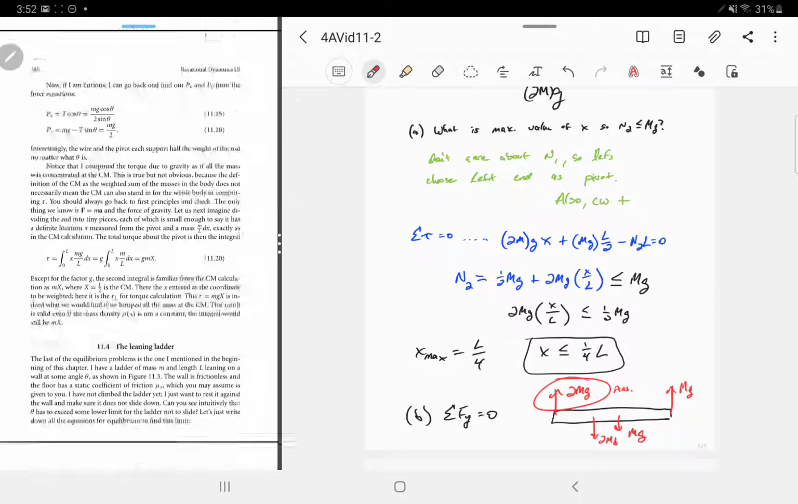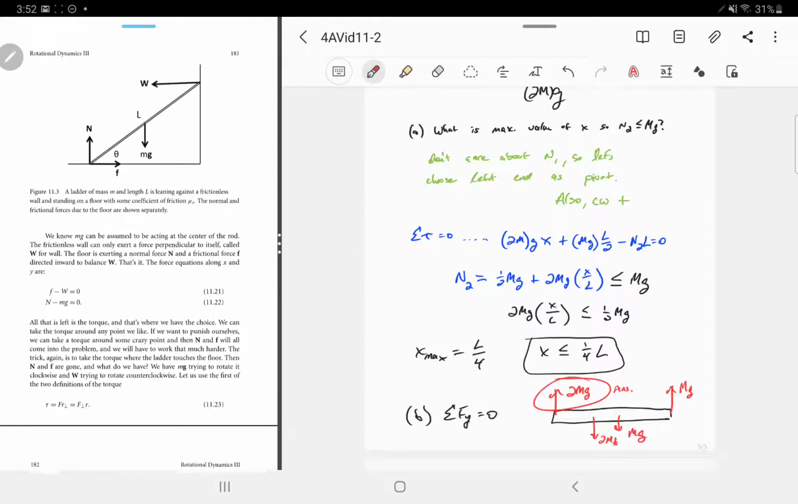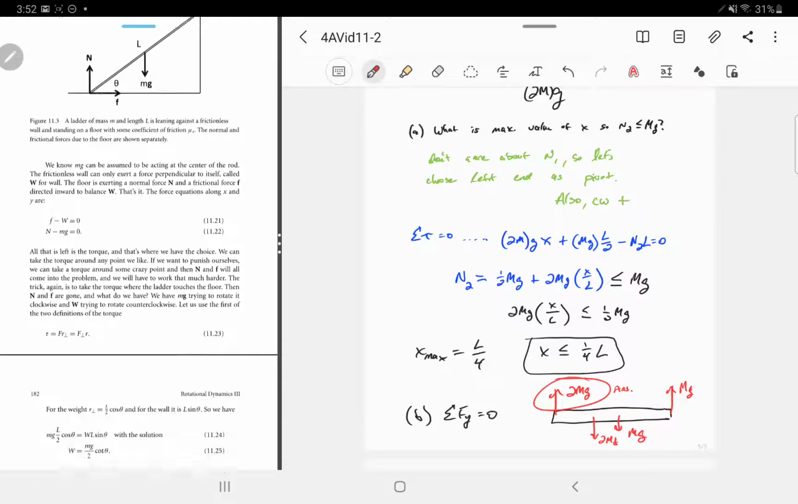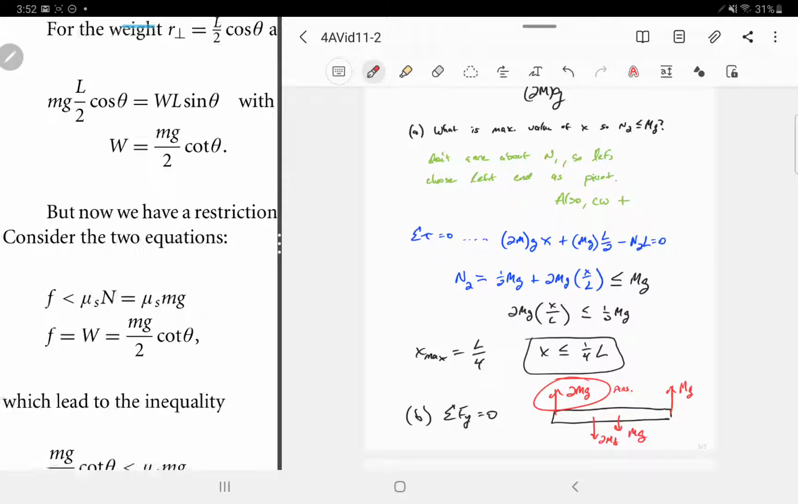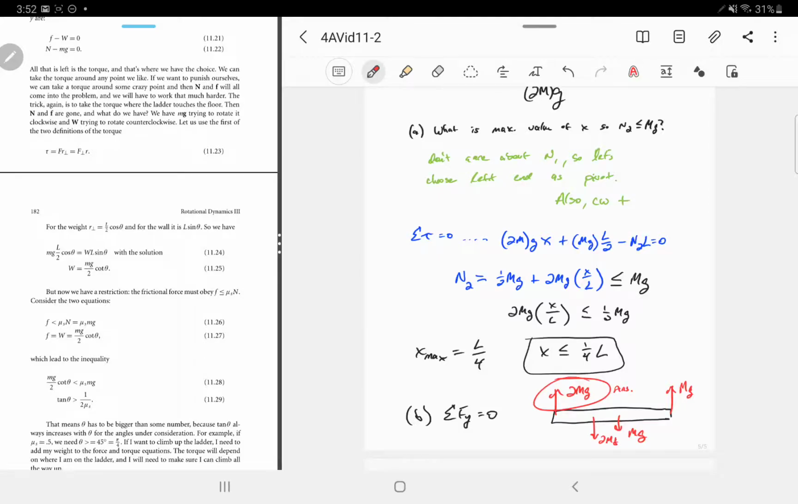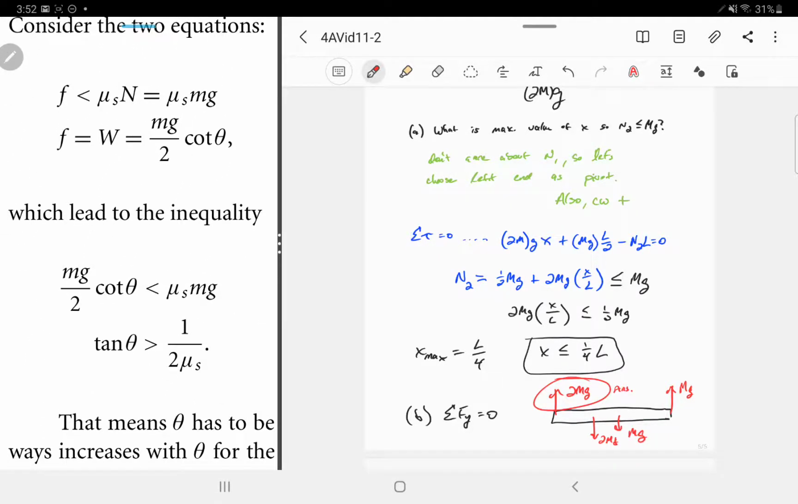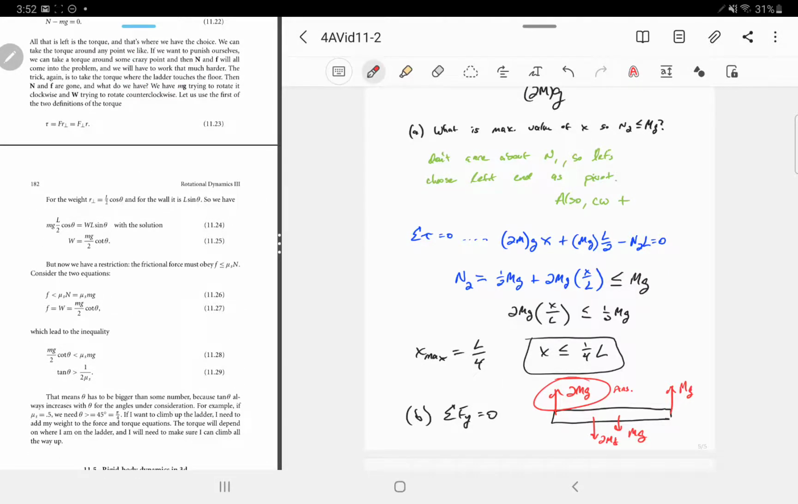So that helps you with the hanging sign, and then the leaning ladder also with friction. The friction you can't set equal to its maximum value unless you're told to do it for some reason. So here they impose that condition. It gives a condition on the angle right here. Okay, that's static equilibrium. I hope you have fun with these problems.